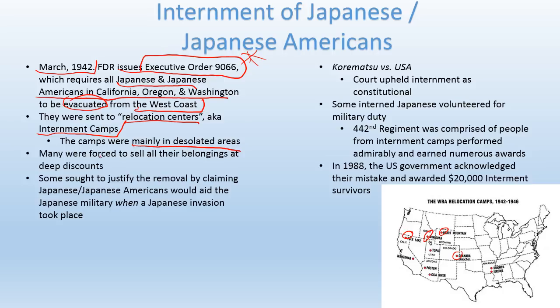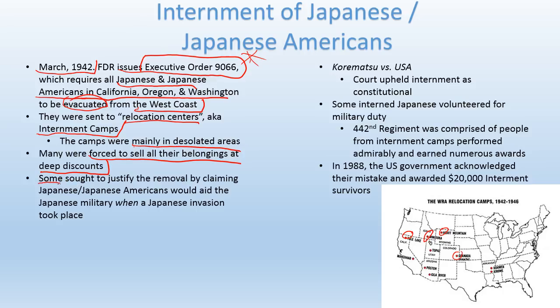And many of them were forced to sell everything they'd worked their whole life for at deep, deep, deep discounts. And remember, many of these were Japanese Americans, meaning they had Japanese ancestry, but they were born in the United States. They were citizens of the United States. So how would you possibly justify treating your citizens like that?